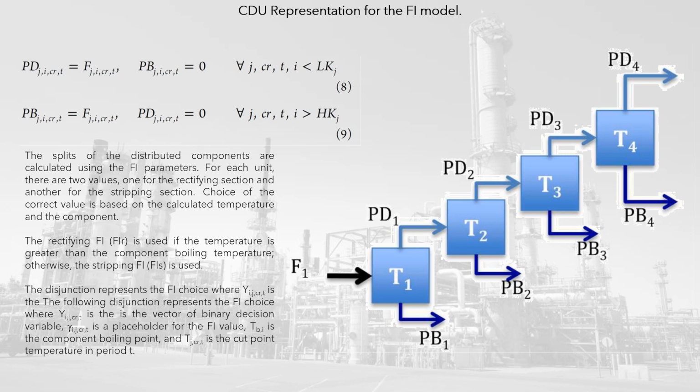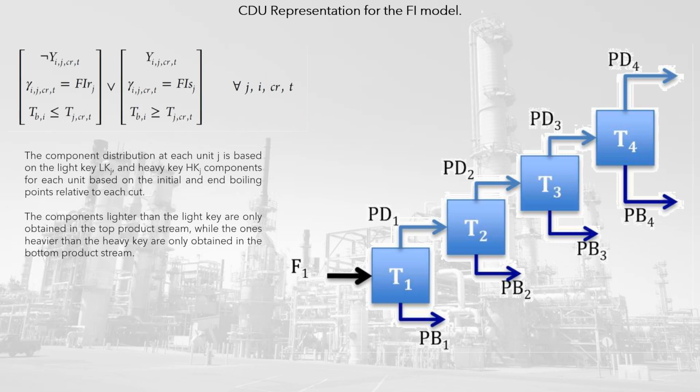The disjunction represents the phi choice where y is the vector of binary decision variables, gamma is a placeholder for the phi value, TBI is the component boiling point, and TJCRT is the cut point temperature in period T. The component distribution at each unit J is based on the light key LKJ and heavy key HKJ components for each unit, based on the initial and end boiling points relative to each cut. The components lighter than the light key are only obtained in the top product stream, while the ones heavier than the heavy key are only obtained in the bottom product stream.